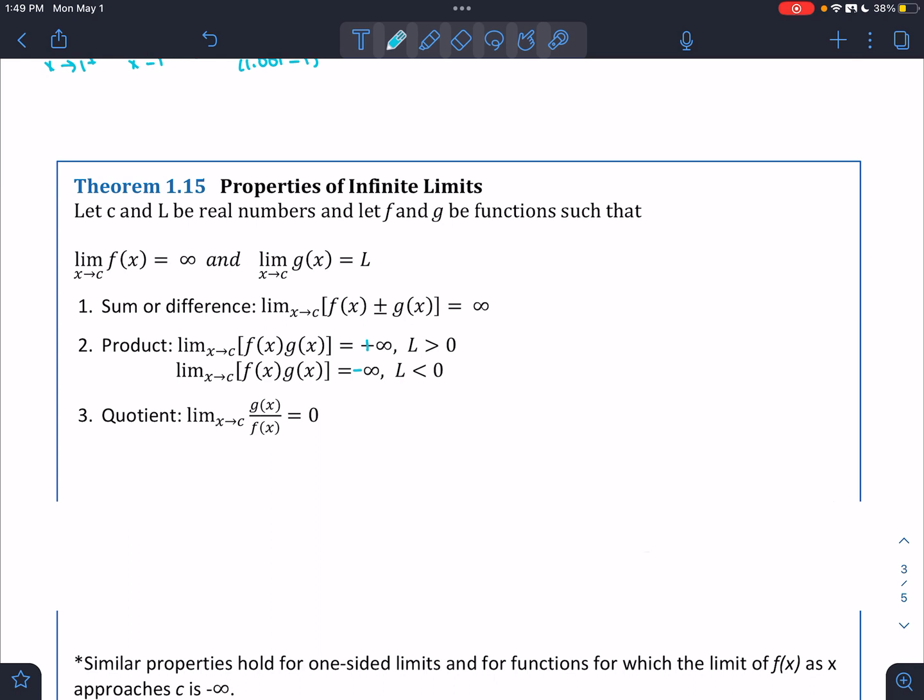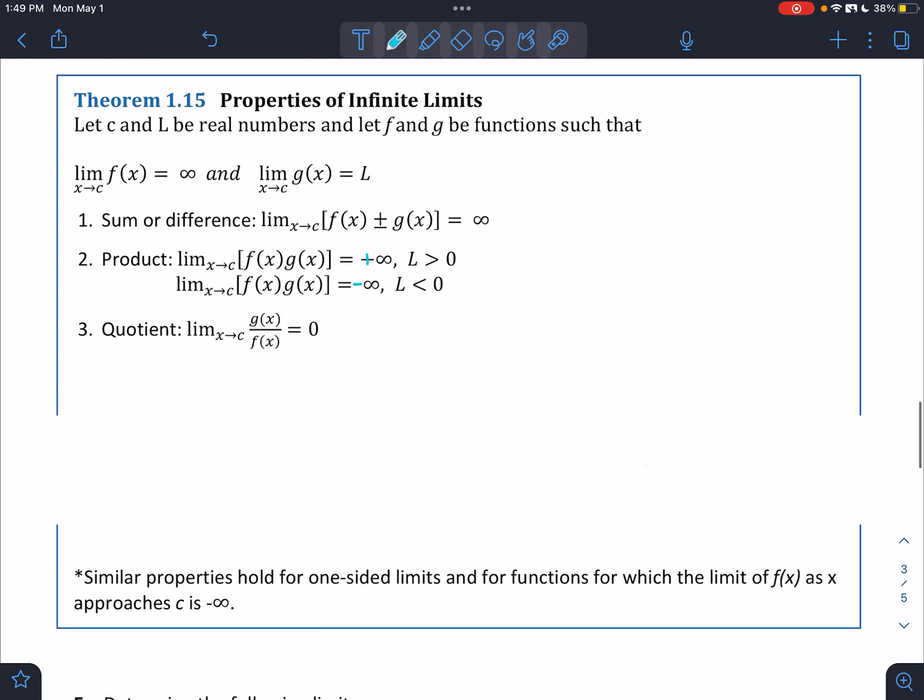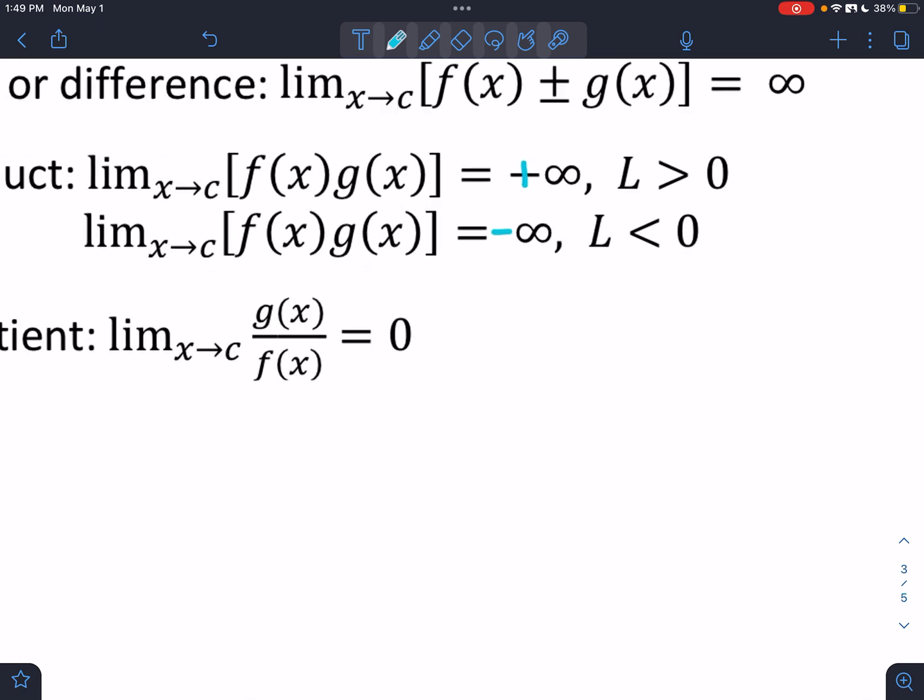Doesn't it make sense if I take infinity times a positive limit, I would get a positive answer? And if I take infinity times a negative limit, I would get a negative infinity answer? Yeah. And then take a look at this quotient. F of x is your infinity. And this is your limit L.